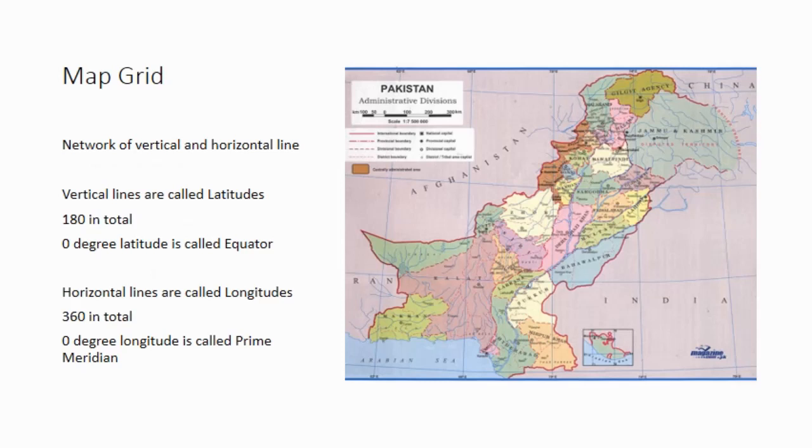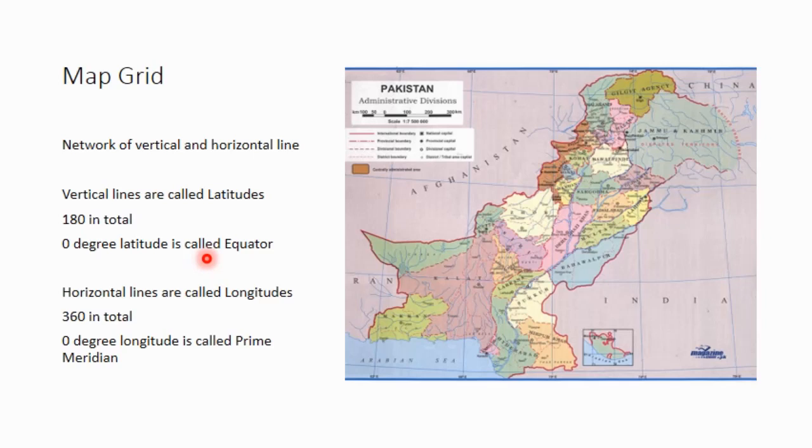At last, students, we have a map grid. Map grid is actually our network of vertical and horizontal lines. Vertical lines are called latitudes. They are 180 in total number. 0° latitude is called equator. Horizontal lines are called longitudes. They are 360 in total numbers. 0° longitude is called prime meridian. So that's all of today's lecture.